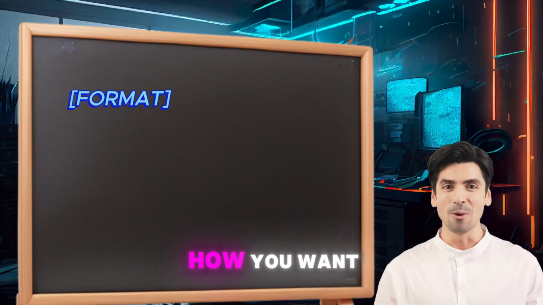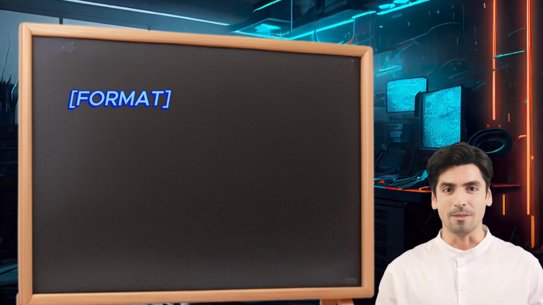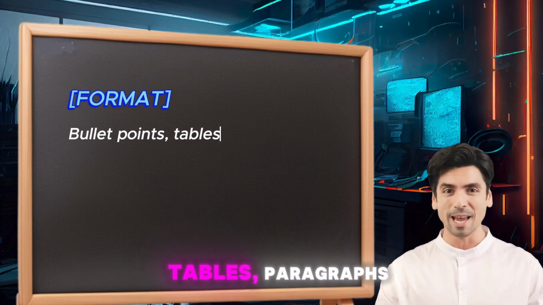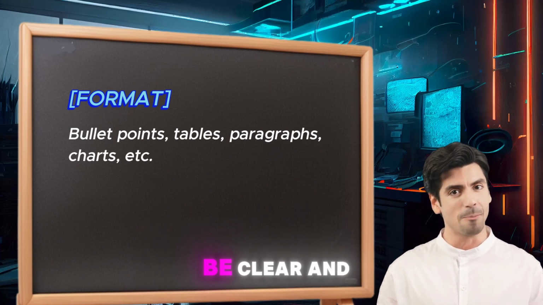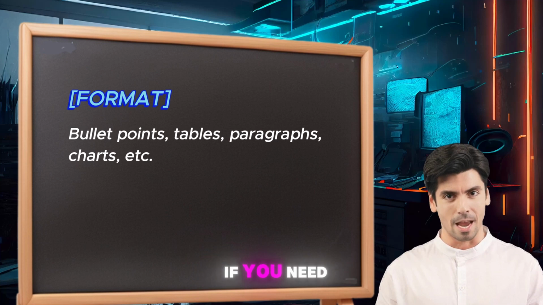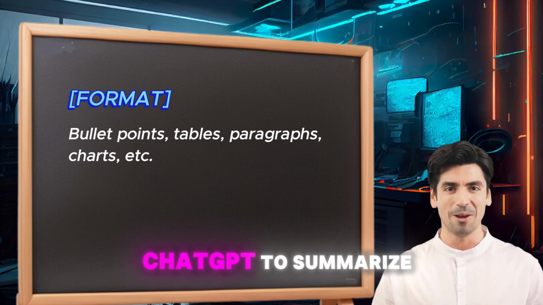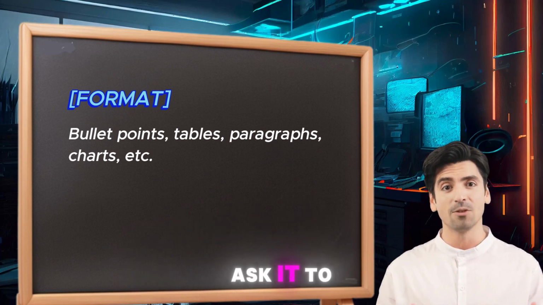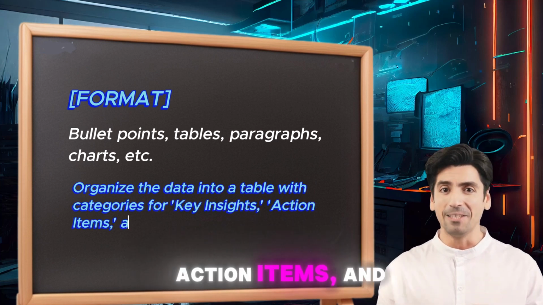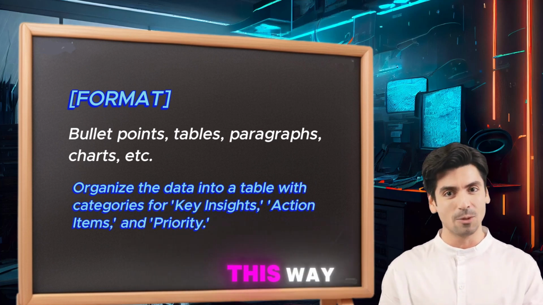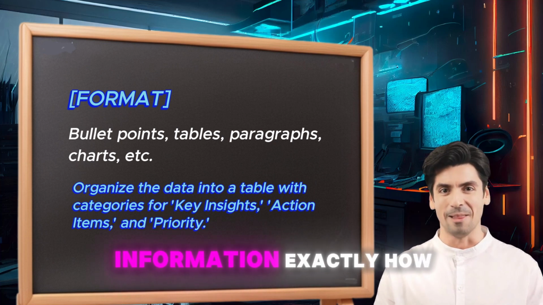Format refers to how you want the final output to look. You could ask for bullet points, tables, paragraphs, or even charts. Be clear and specific. For instance, if you need ChatGPT to summarize user feedback, ask it to organize the data into a table with categories for key insights, action items, and priority. This way, you get your information exactly how you need it.